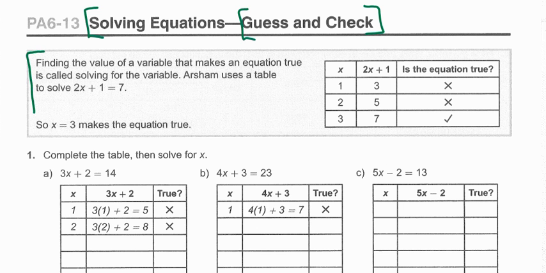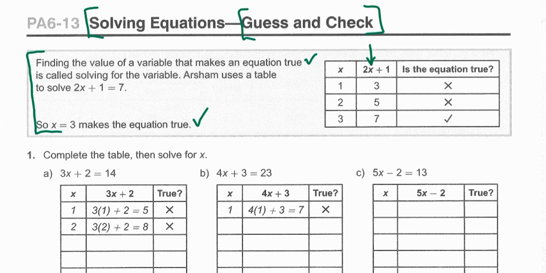So in this instructional part here, it says finding the value of a variable that makes an equation true is called solving for the variable. Arsham uses a table to solve 2x + 1 = 7. So x = 3 makes the equation true. What he does is he puts 1 in for this variable x right here.